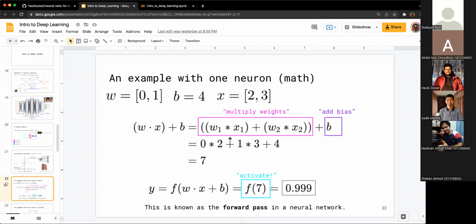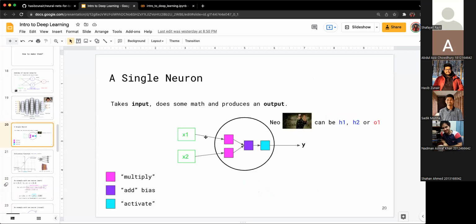Sorry, the X1 is input here, right? Then which one is W? X is input, yes. W is the weight. So in this case, it would be this connection and this connection.